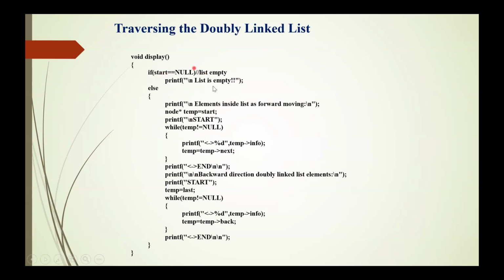So we have to check whether the list is empty or not. If the list is not empty, then we have to traverse. So we store the start and we traverse to the end, from the start to the last node. This we call forward direction moving. Then backward: if you go backward, we have to store the pointer starting from the last to the start of the linked list. So this is the way we can present.